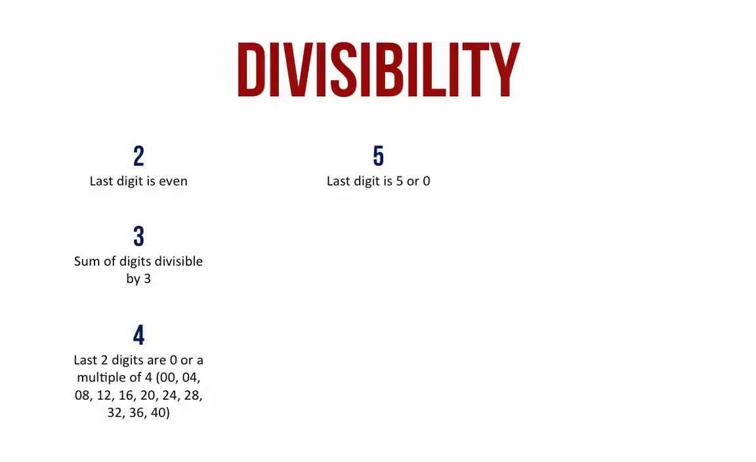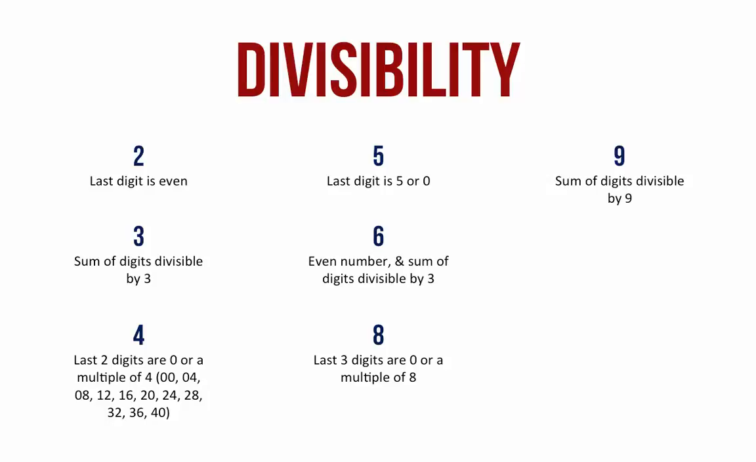A number is divisible by 5 if its last digit is 5 or 0. A number is divisible by 6 if it is even and the sum of its digits is divisible by 3. A number is divisible by 8 if the last three digits are a multiple of 8 or 0. For example, 3016 is divisible by 8 because 016 is a multiple of 8. A number is divisible by 9 if the sum of its digits is divisible by 9. A number is divisible by 10 if its last digit is 0.